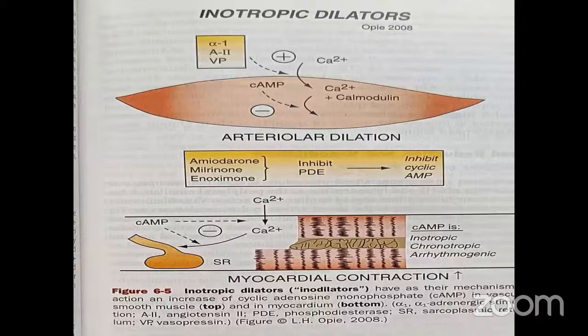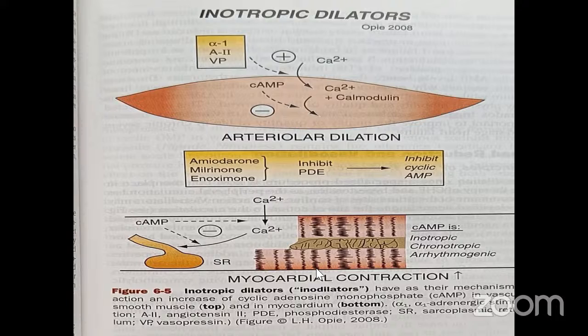These are inotropic dilators. Inotropic dilators or inodilators increase the cyclic adenosine monophosphate, cyclic AMP, in vascular smooth muscles as well as in myocardium. So when they increase it in the vascular smooth muscles, vasodilatation occurs, and in the myocardium, when this is increased, it increases the inotropic, chronotropic effect and also causes arrhythmogenic effect. So arterial dilatation, the increased cyclic AMP, is seen mainly with amrinone, milrinone, and enoximone, where they inhibit PDE and increase the cyclic AMP and calcium calmodulin complex and cause the dilatation.